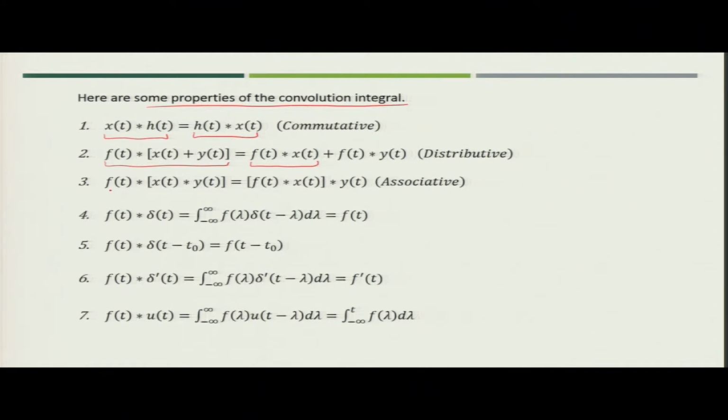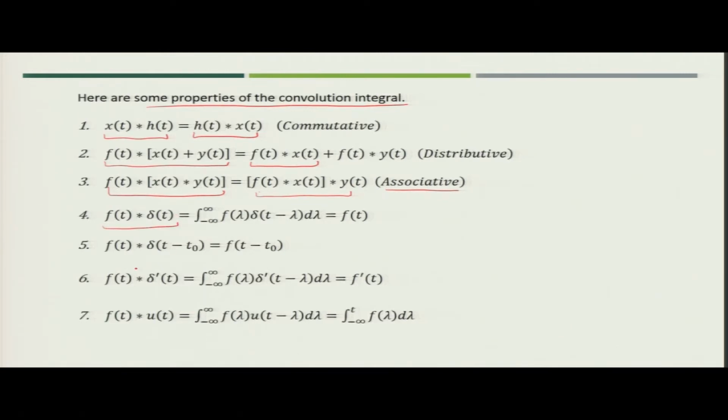Now, third is the associative property. You can either take the convolution of x and y first and then convolve the result with f, or you can take the convolution of f and x first and then convolve the result with y. Since it is associative, you can use either method for getting the convolution integral.